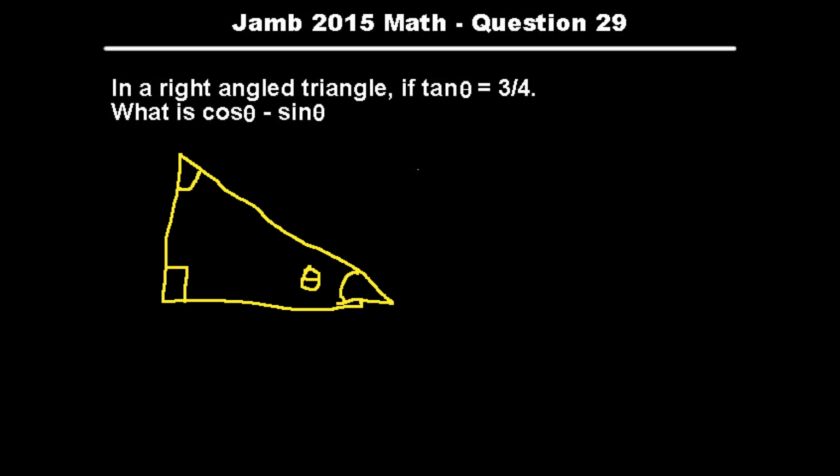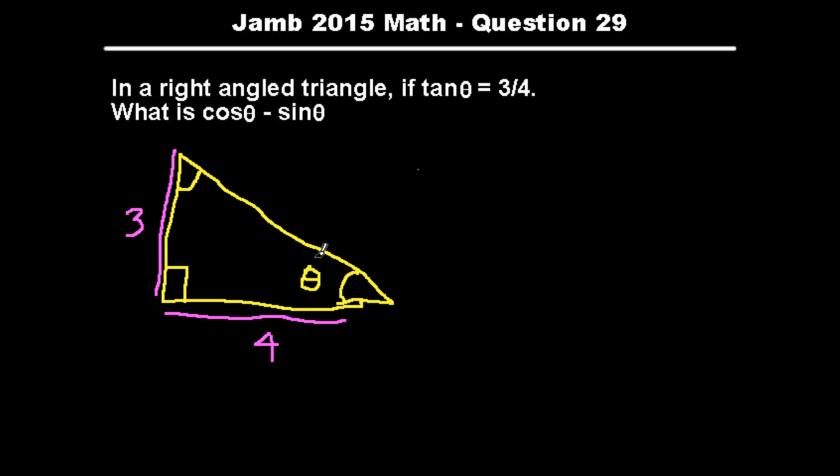Well, by definition, the definition of tangent is the opposite, that is the side that is opposite from the angle theta, divided by the adjacent, and that is the side that is adjacent to the angle theta but is not the hypotenuse. And so we're being told that the tangent of theta is equal to 3 over 4. And again, the tangent by definition is opposite over adjacent. So we're basically being told that the opposite side is equal to 3 and the adjacent side is equal to 4.